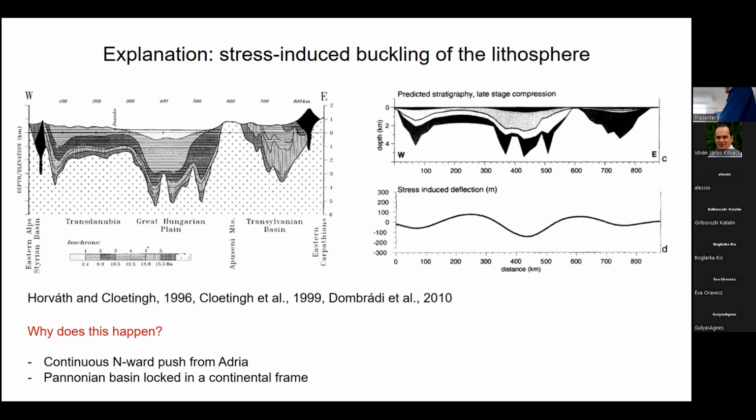This shows predicted stratigraphy with some late-stage compression in the model, and that shows that the stress-induced deflection can explain such patterns of uplifting basin margins and subsiding basin centers. And this can happen because we still have a continuous northward push from Adria, but the Pannonian basin cannot move anymore towards the east.